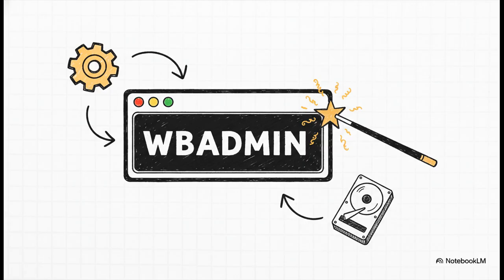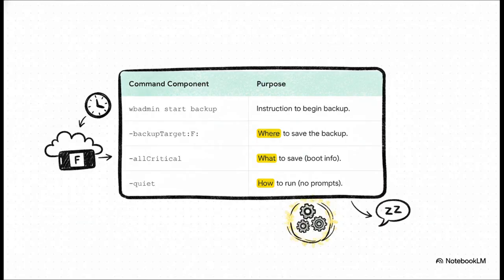Yeah, I know, it looks a little technical, but let's break down what each part of this command is actually doing. So wbadmin start backup, that's easy. It just tells the computer to start. Next, -backupTarget:F: specifies where you want to save the backup, in this case, our F drive. The -quiet part just tells it to run without asking you a bunch of questions. But here, the most important piece, the real secret sauce, is -allCritical. This is what tells the backup to include every single thing that Windows needs to boot up correctly.